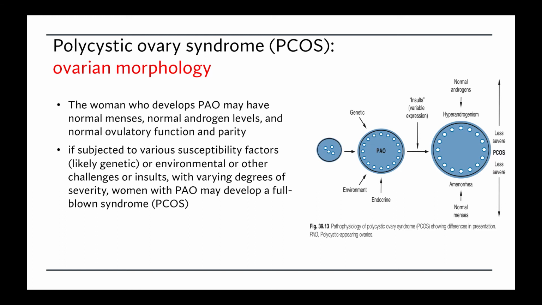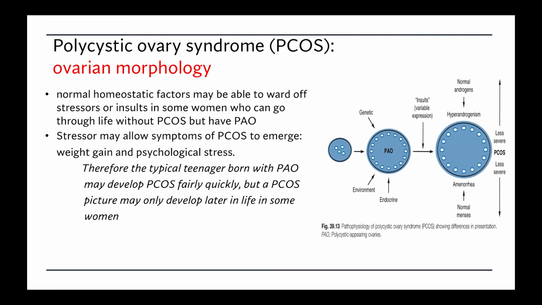Now, if this woman with PAO is subjected to various susceptibility factors or environmental factors or other challenges or insults with varying degrees of severity, then this woman with PAO may actually develop a full-blown syndrome of PCOS. Normal homeostatic factors may be able to ward off stressors or insults in some women who can go through life without PCOS but actually have PAO. These stressors, which include weight gain or psychological stress, may allow the symptoms of PCOS to emerge eventually.